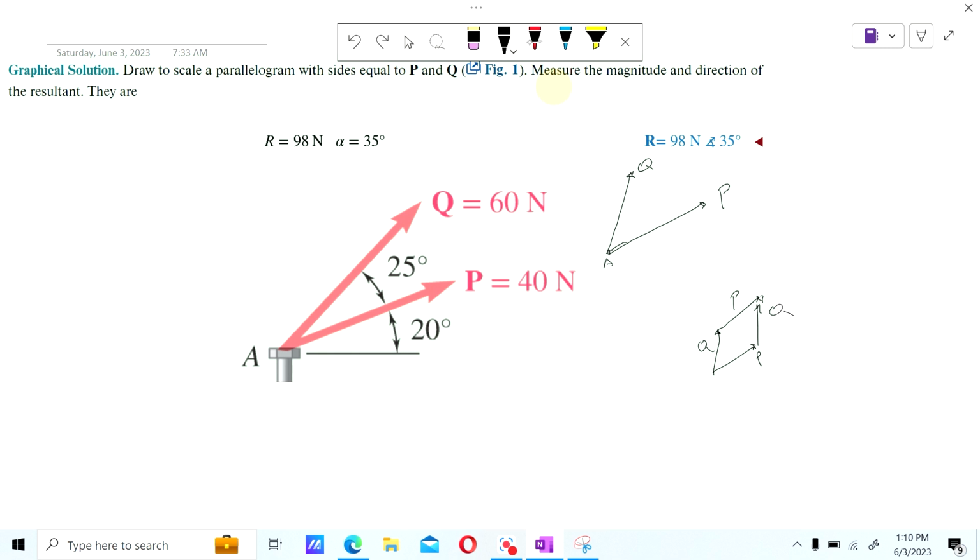Let me choose a different color. The resultant is this. All right, and they're telling us that between here and here there's 25 degrees, and all this is 90, and this is 20. So if all that is 90, what is this angle right here? Let's call that, I don't know, theta. And theta is basically the angle between Q.